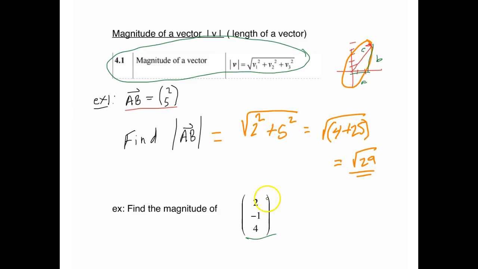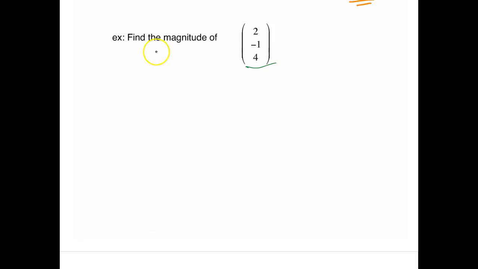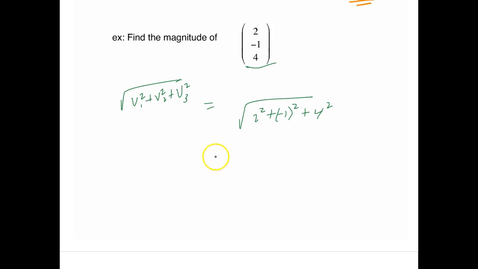So there you go. Now this is the one down here. Right, so same idea, I'm trying to find the magnitude of this one. So I'm just going to use the formula that's over there. So it's the first term squared plus the second term squared plus the third term squared and then the square root of all that. So in that case that would be 2 squared plus negative 1 squared plus 4 squared.